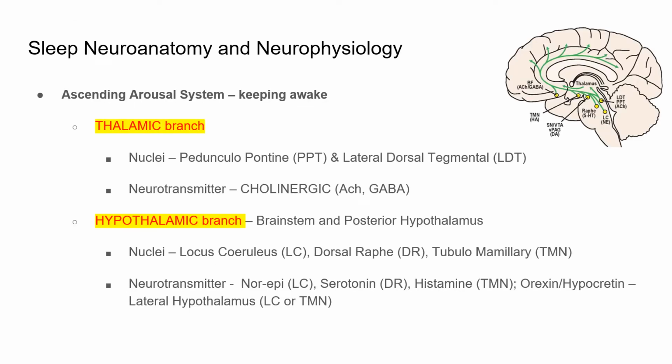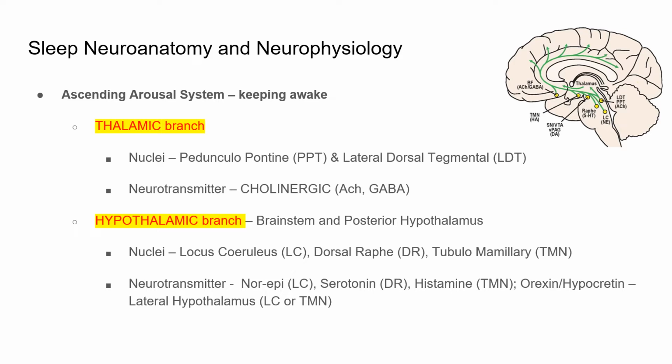With regards to sleep neuroanatomy and neurophysiology, we need to know the basics to understand the process of sleep. I will make it as simple as possible with these two slides, one describing the arousal system and another one on the sleep system. The ascending arousal system, or the ascending reticular pathway, has two branches: the thalamic branch and the hypothalamic branch.